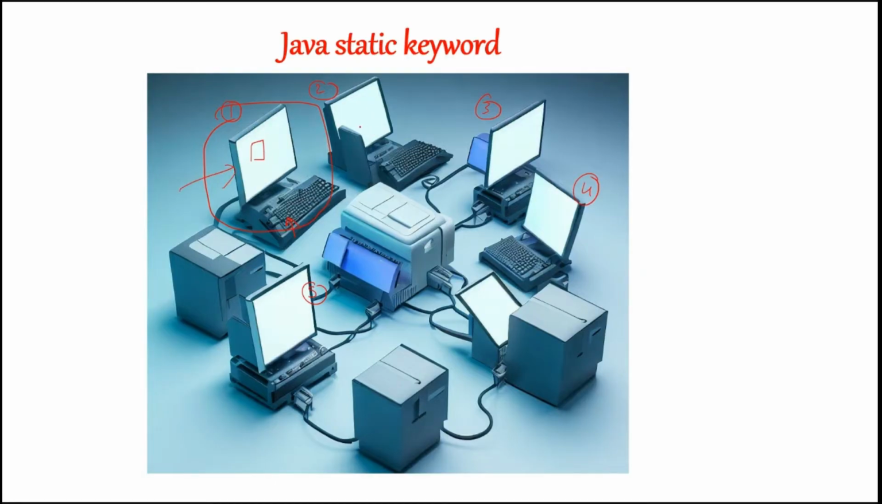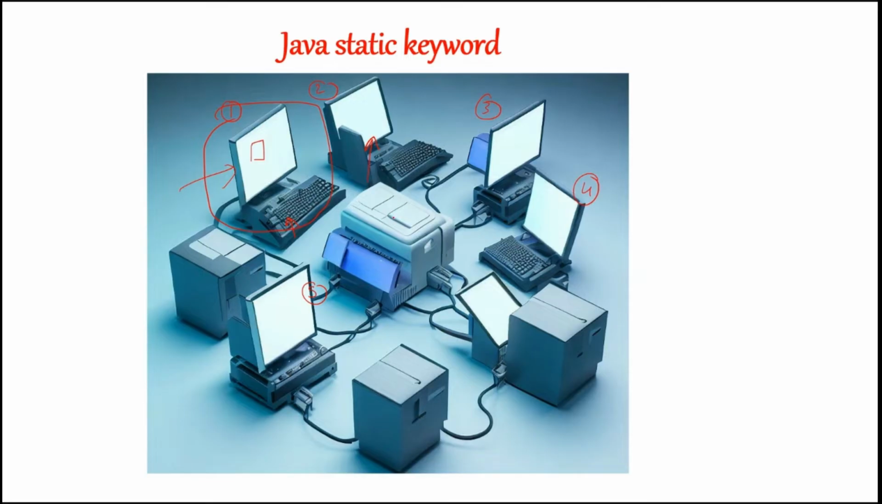Similarly, in this case also, there are properties or variables or members which are specific to this only. So you have a screen, you have a keyboard, everything is there. Then there is this object also. So you can count these 4 or 5 objects. They have their personal things.